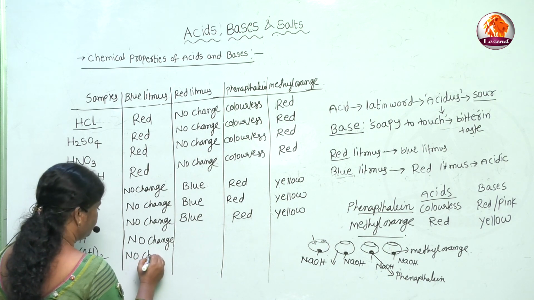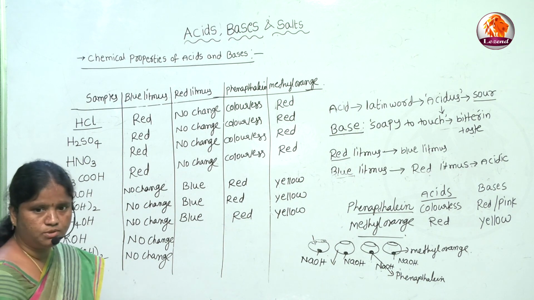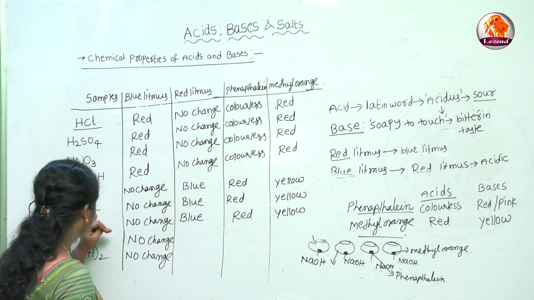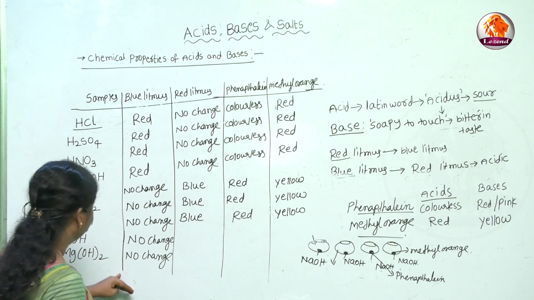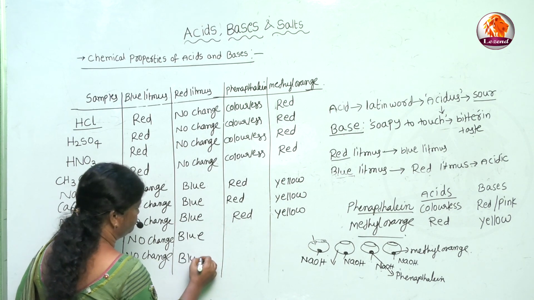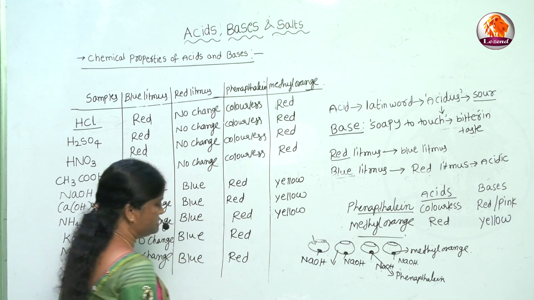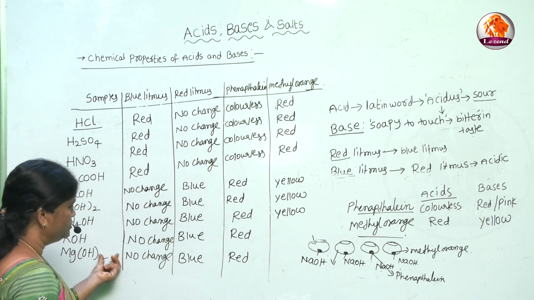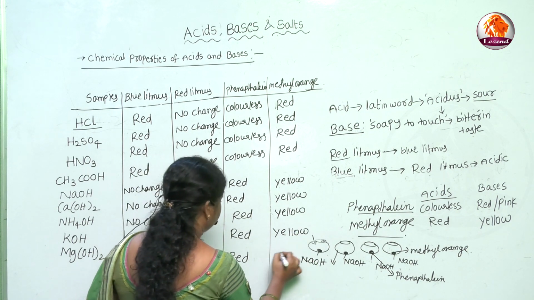Okay, no change with the blue litmus. Blue litmus remains blue only, there is no change in the litmus color in the presence of sodium hydroxide, calcium hydroxide, ammonium hydroxide, potassium hydroxide, magnesium hydroxide. But red litmus changes into blue, we have to observe. Okay, and phenolphthalein indicator changes these solutions into red in color, and methyl orange also changes these solutions into yellow in color.